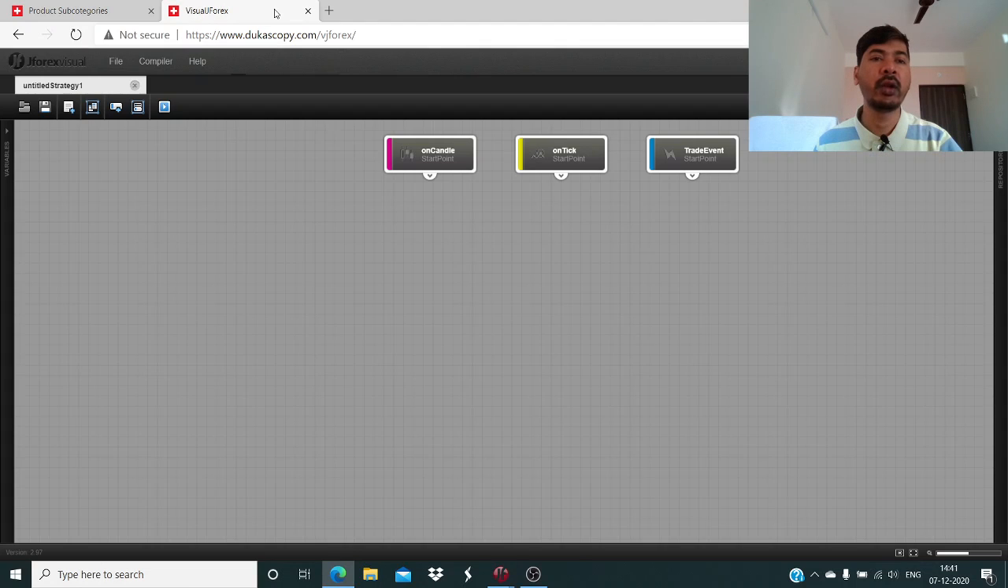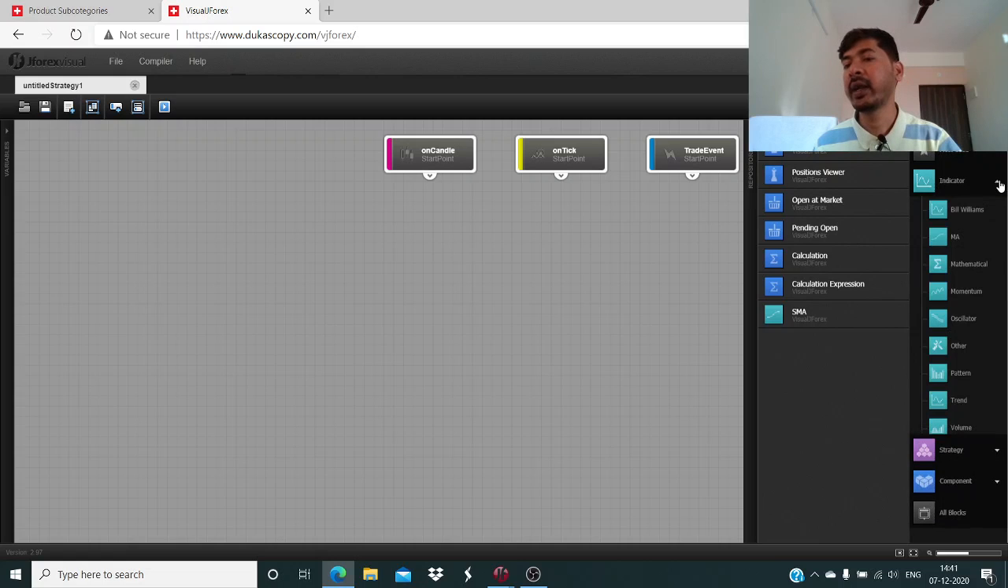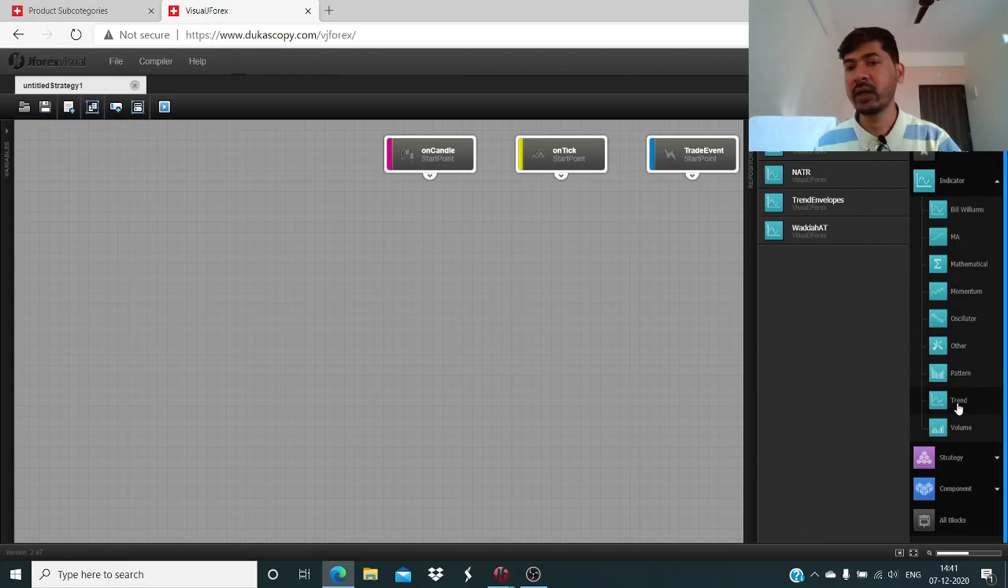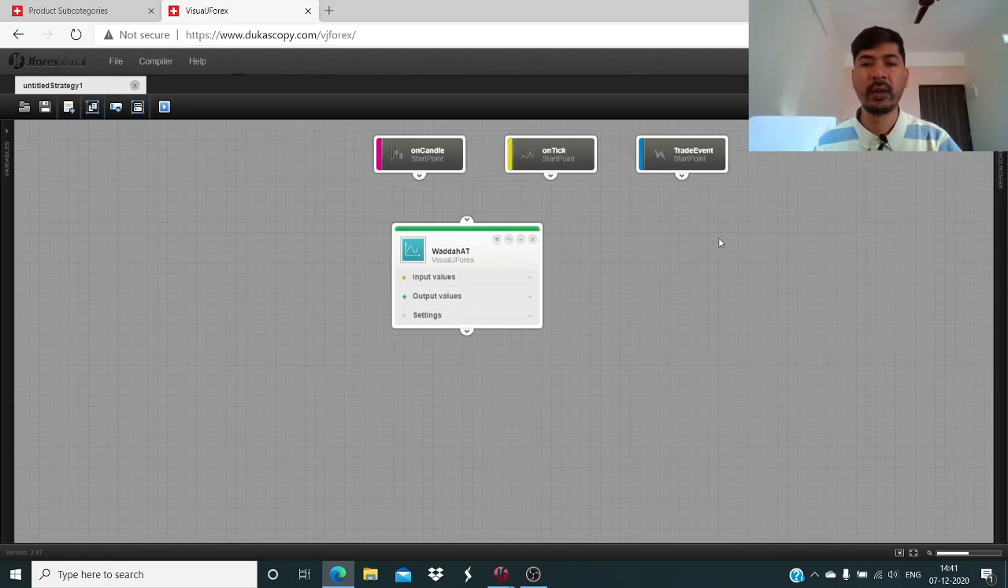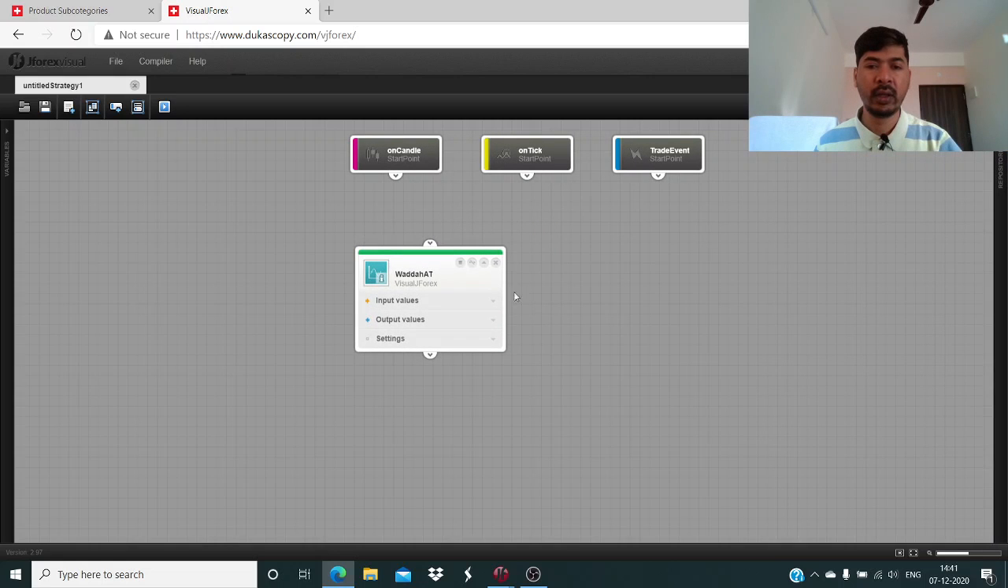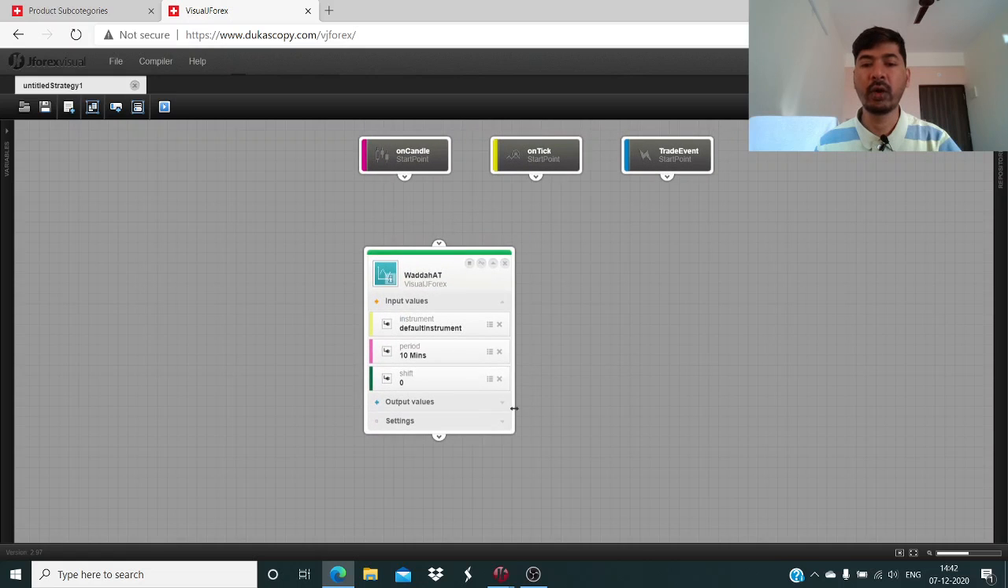So straight away we head to the Visual JForex board developed by the Dukascopy Bank SA. Here you will find this indicator block listed amongst the trend following indicators. So here it is, right at the bottom, the fourth of these blocks. And we have to define these input parameters depending on which we will get the output value.